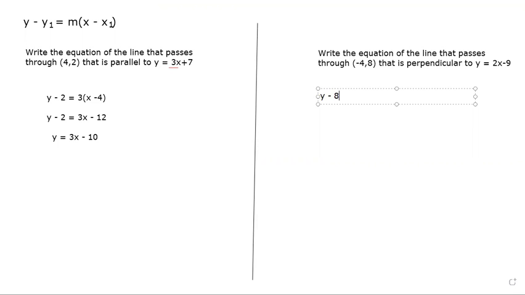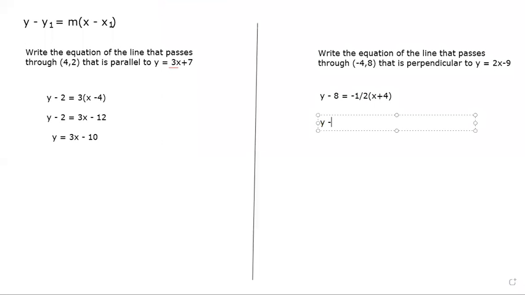This is y minus 8 is equal to negative 1/2 times x minus a negative 4. So we're going to go ahead and put x plus 4. Remember, a negative and negative make this a positive. Okay, I'm going to come back and point this out. The slope of the original line was 2. But the negative reciprocal of 2 is what? Negative 1/2. So we're going straight through it and just sticking to our rules.